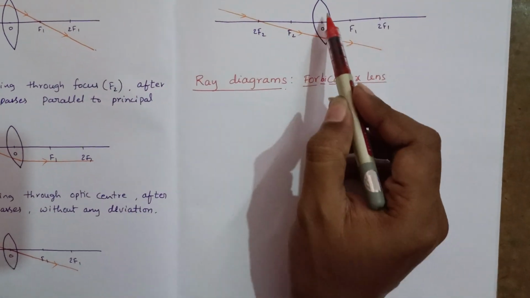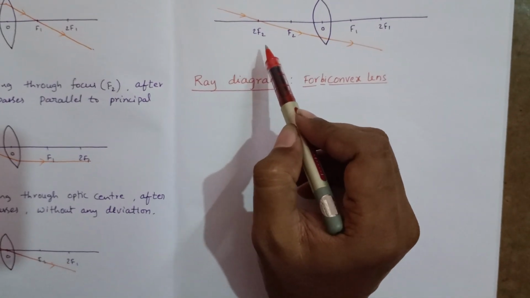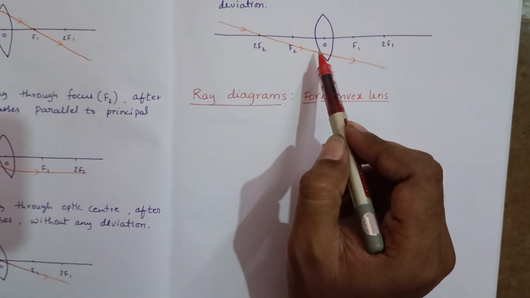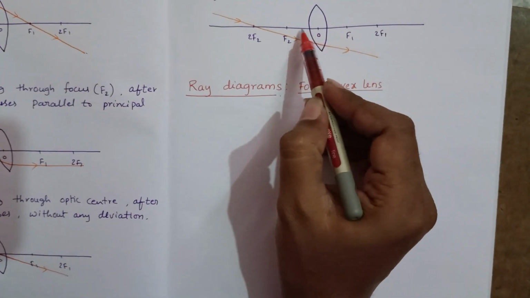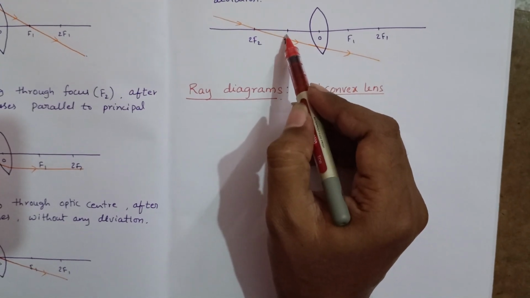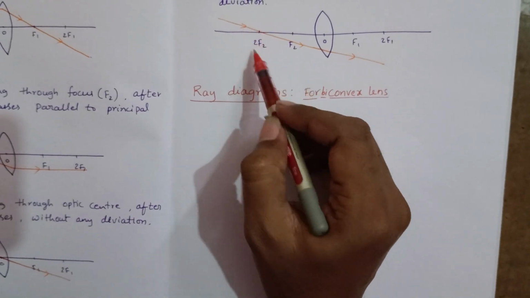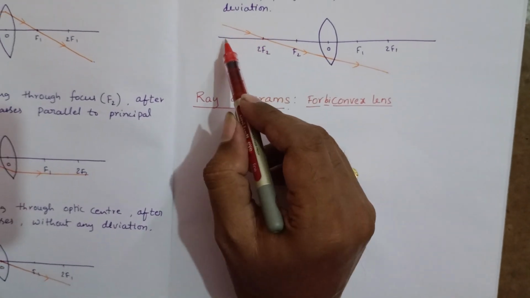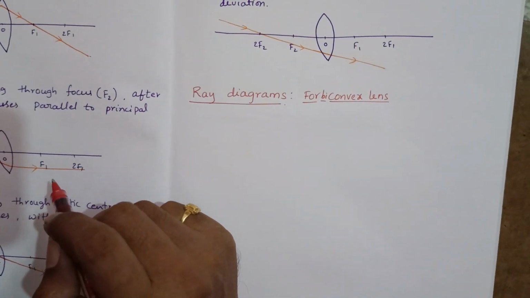Now here, in front of the lens, we have f2, 2f2 names. Based on these, we can place the object at different positions. First, we can place it between optic center and focus f2, and then at f2, and then between f2 and 2f2, and then at 2f2, and beyond 2f2 and at infinity. These many locations we can place the object.